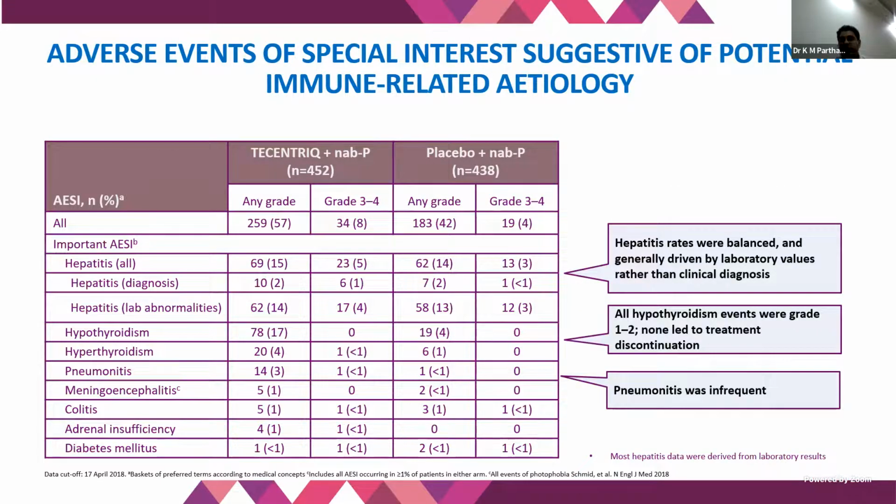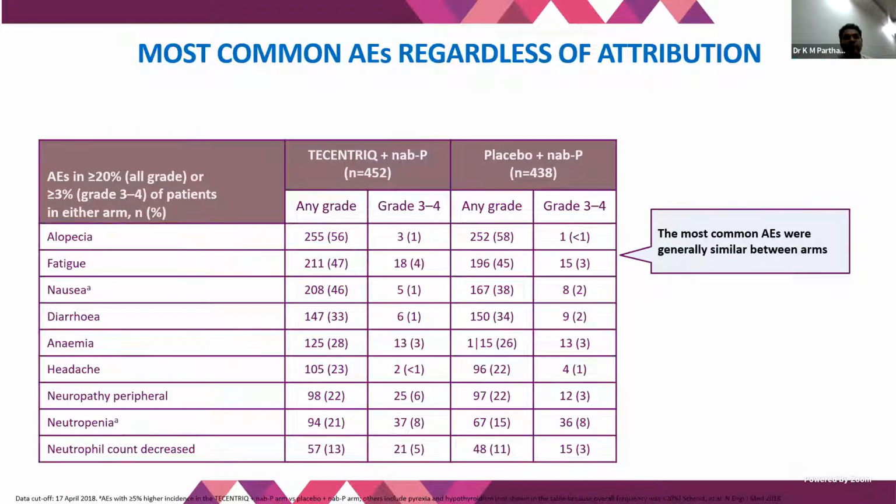What about the adverse side effects? Yeah, the hepatitis rates were balanced. Most of the side effects were balanced. The only thing is grade 1 and 2 hypothyroidism, that is 17% in the Tecentriq arm compared to 4% in the placebo arm. The other thing we will be looking for is pneumonitis. That is also not significant with Tecentriq, which is very much reassuring.